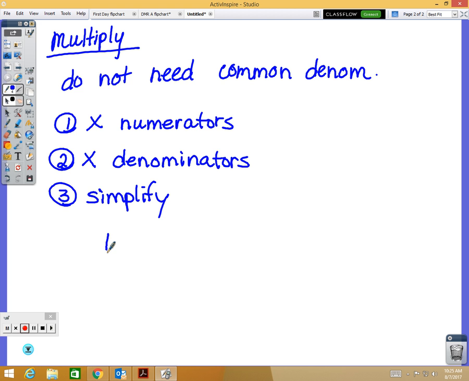So if you had a problem like 1/4 times 2/5. Again, it doesn't matter that they have different denominators. We're going to multiply straight across. 1 times 2 is what? 2. And 4 times 5 is 20.